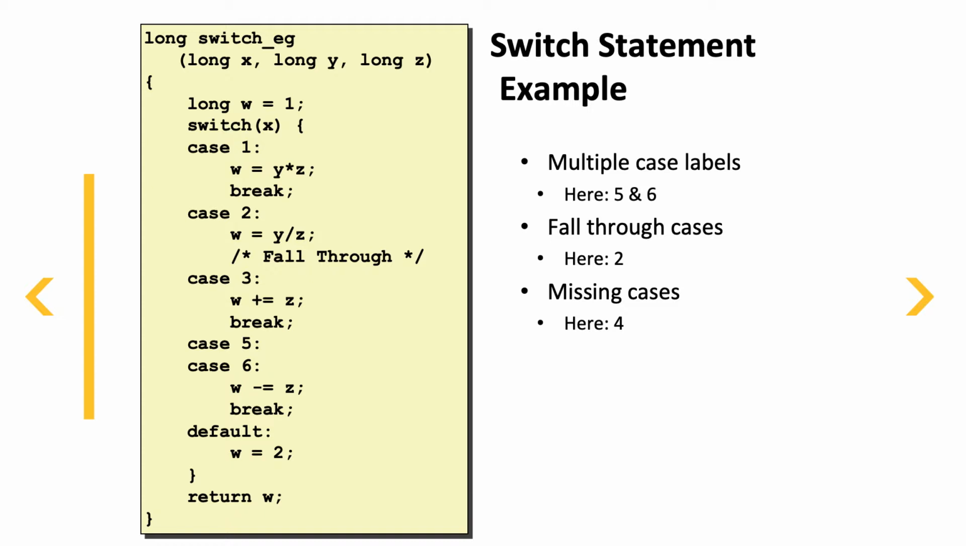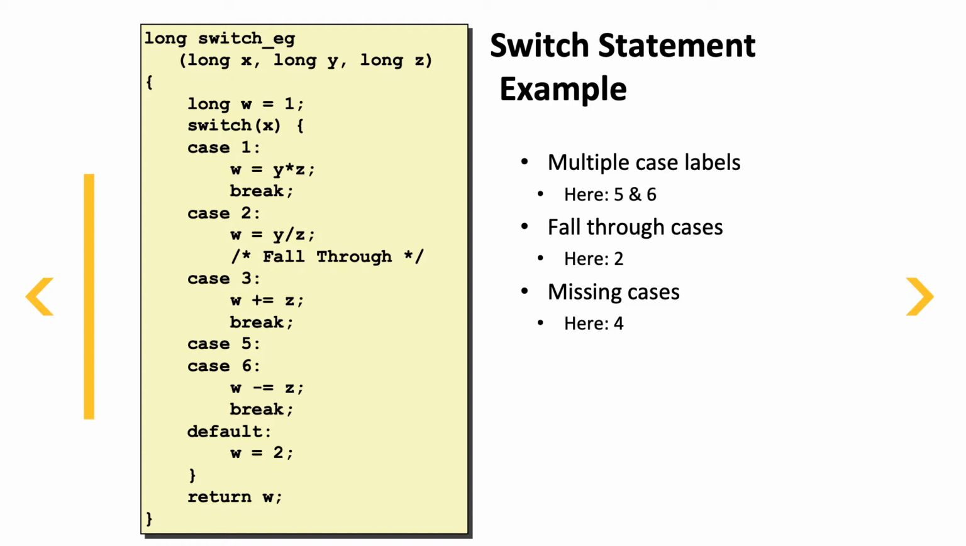So we'll take W and assign the value of Y divided by X to it. Then we'll increment W by Z, then we'll break. So we're going to divide Y by Z, set W equal to that, then add Z to W, then we'll break out of the switch.